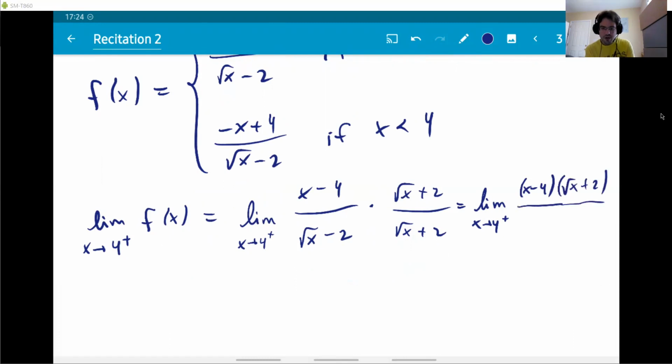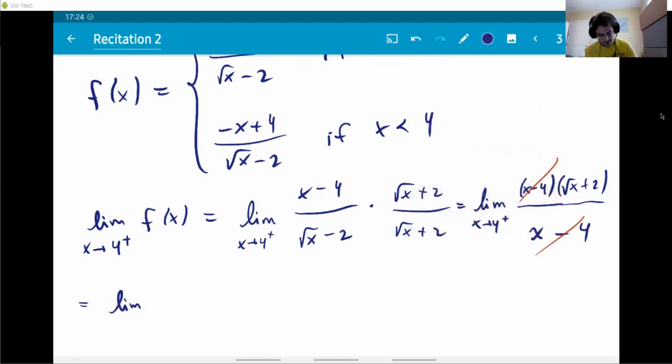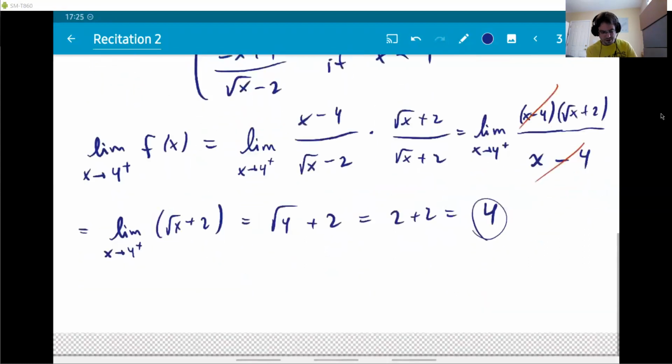Downstairs, root x plus 2 times root x minus 2 is equal to root x squared minus 2 squared. And okay, you see what happens here. X minus 4 will cancel, leaving only root x plus 2. Now you can plug in 4, and this gives you a value of 4. That's the first limit. Let me move on to the second limit.